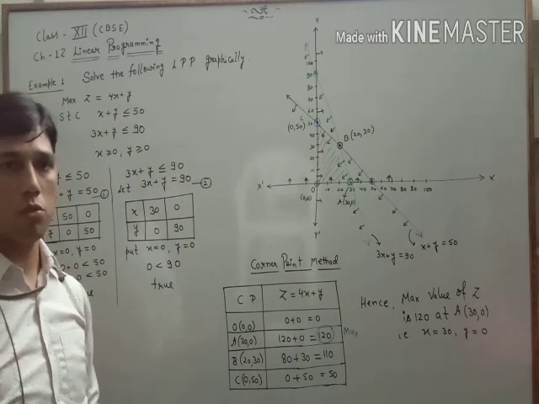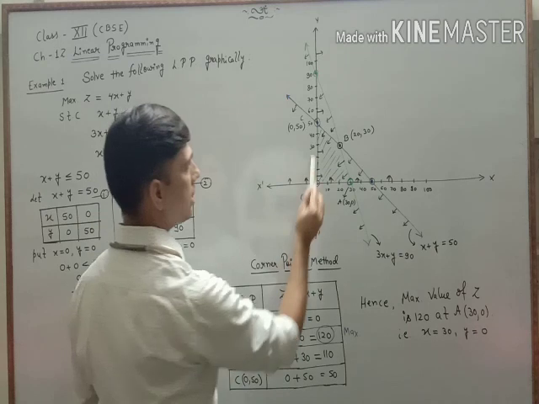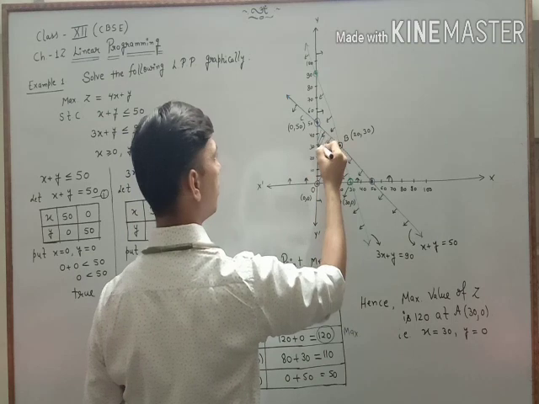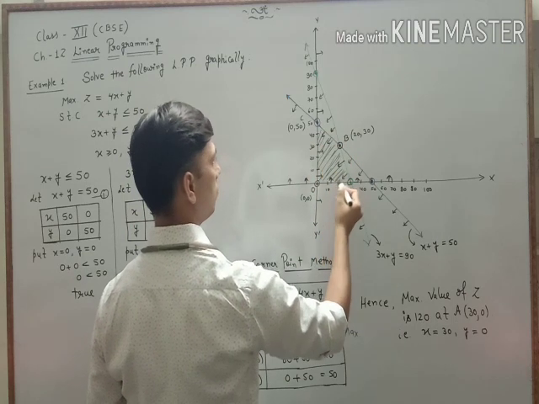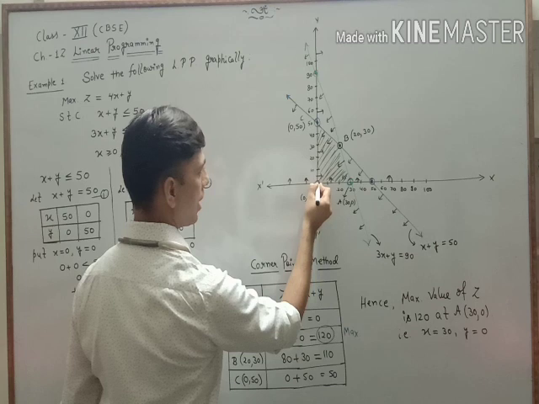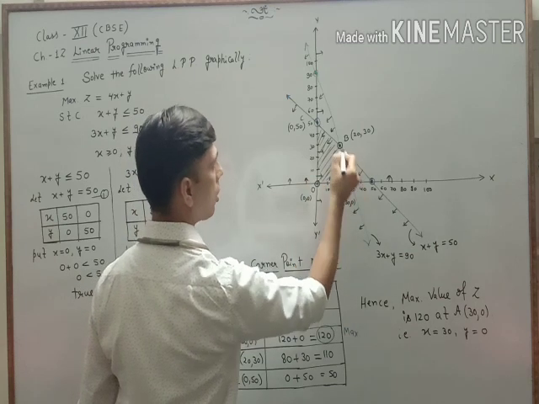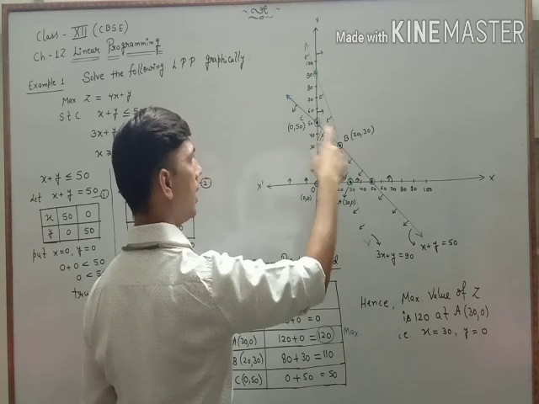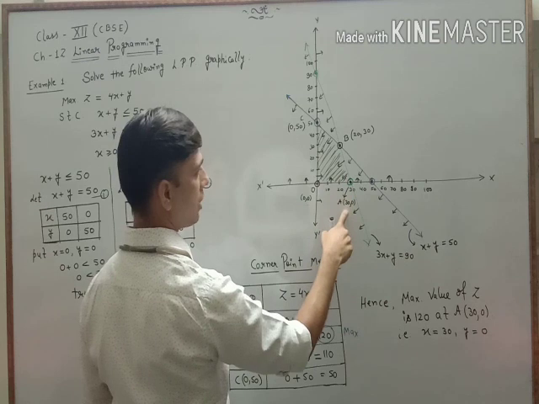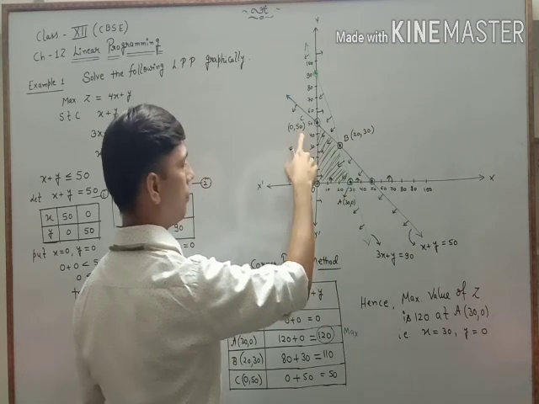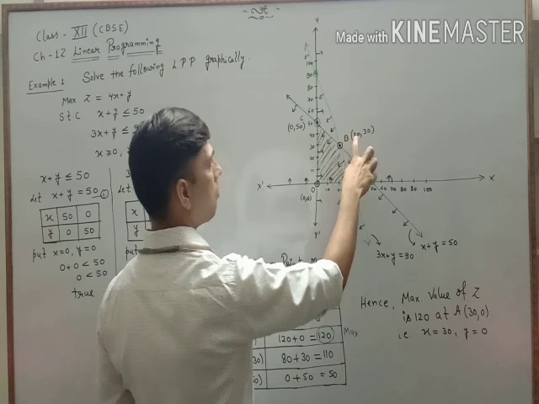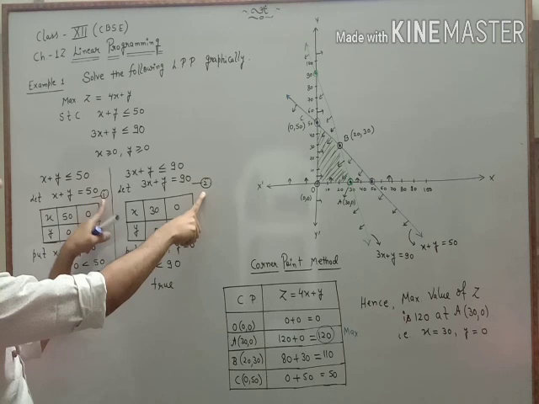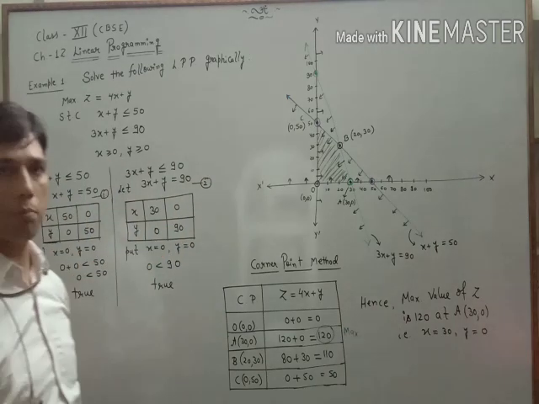Now, after the arrows, you have to find the common region. See, this shaded portion is the common region. That's why these are called corner points: O, A, B and C. O is 0, 0, A is 30, 0, B is 20, 30 and C is 0, 50. In case you have any problem finding the coordinates of B, you can solve equations 1 and 2. After solving these two equations, you will get the coordinates of point B.